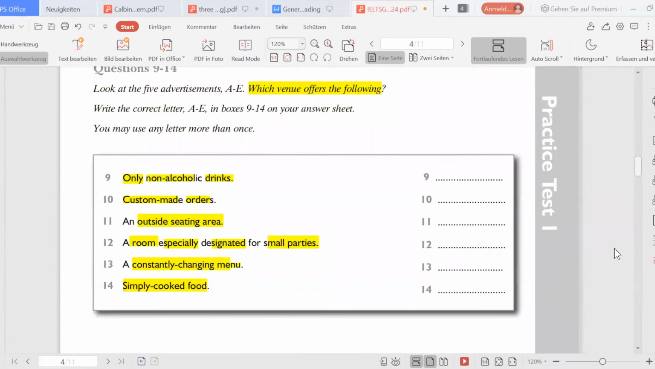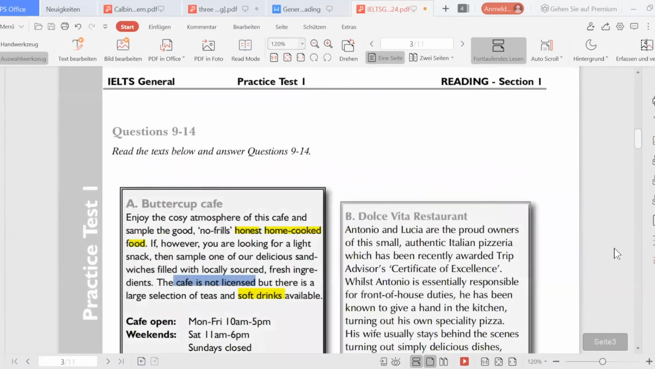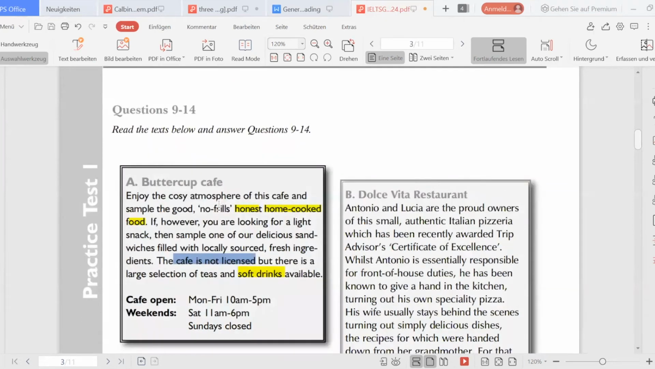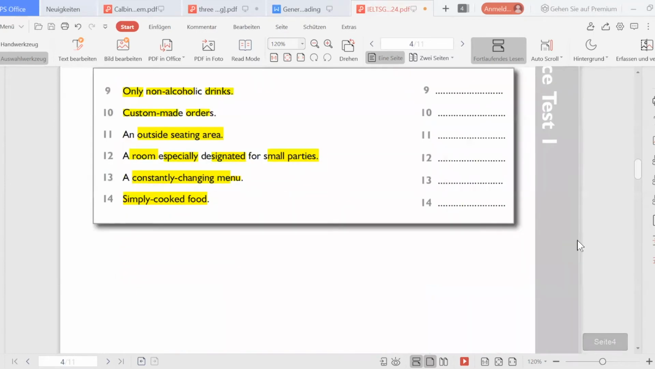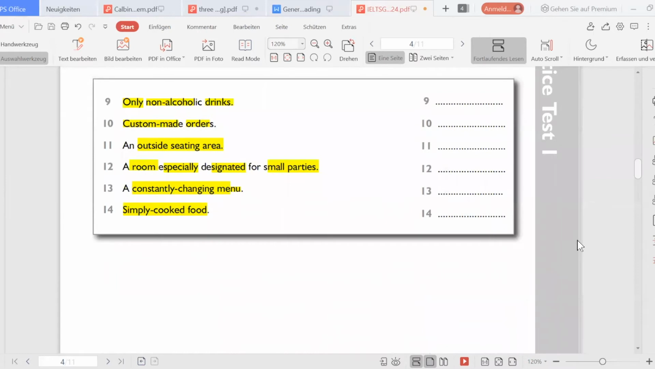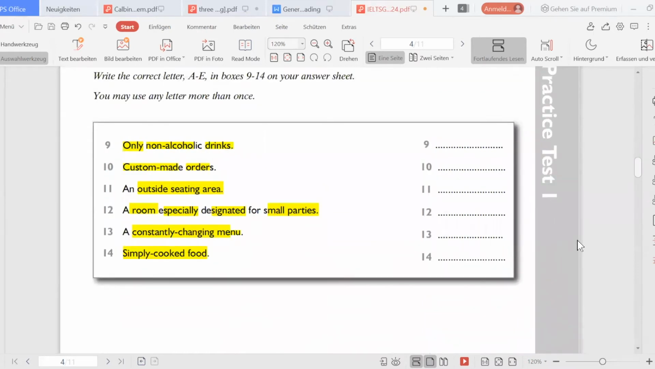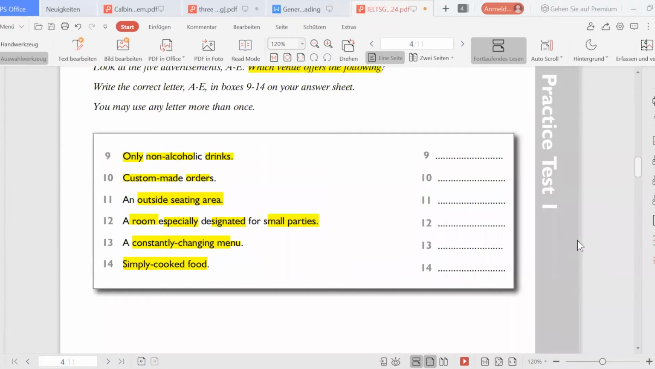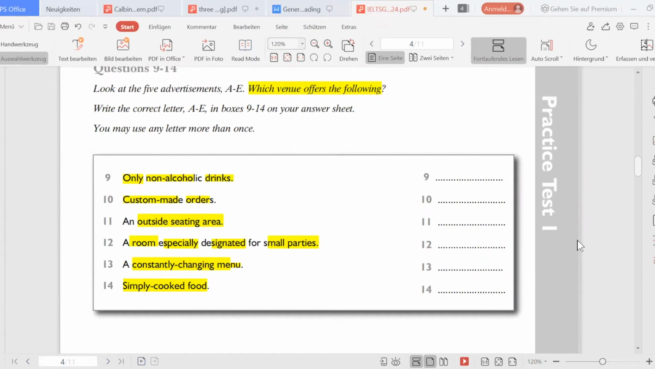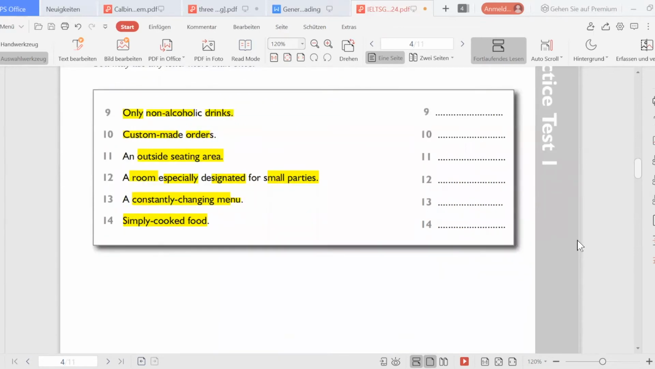Simply cooked food, it's hiding in A. Honest, homemade, or home cooked food. It's honest means it's simple, no frills. Home cooked for the word simply cooked food. Homemade food is simple compared to a food in a restaurant that is complicated. You've got special chef menus and things like that. So you see that went relatively easier. So if you get a set like this, try to work your way through it very fast.